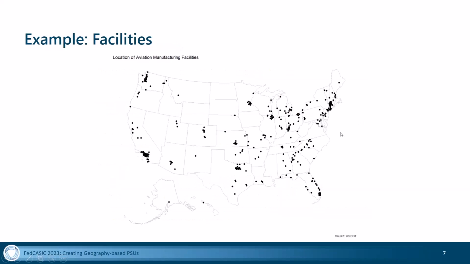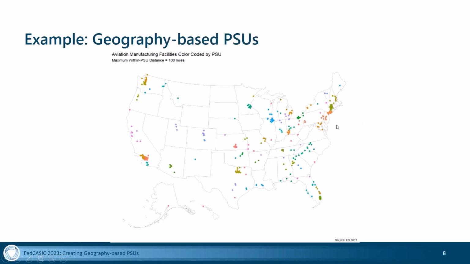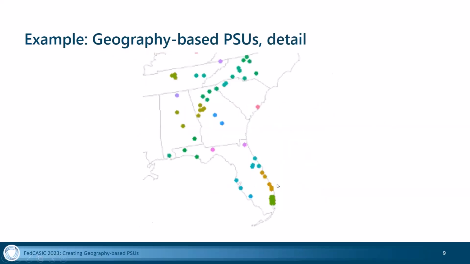So here again are our facilities. And here, color-coded, and I've used default colors, is what it looks like when you have a maximum distance of 100 miles, how these group together. It's a clustering algorithm that uses the complete method, which guarantees the maximum distance from one within a cluster will be within a certain amount. And just to show it at a more detailed level, you can see that these group together. This is how the clusters fall. The colored circles are all within 100 miles of each other.